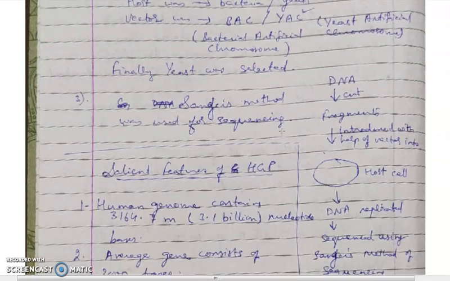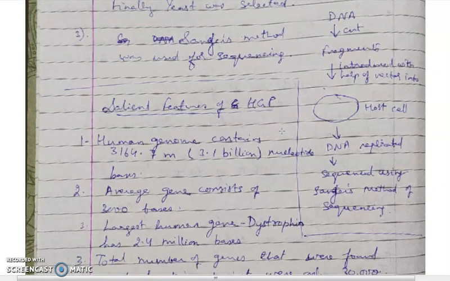How was it sequenced? You see here I have made a flow chart. The DNA was cut into fragments, then it was introduced into the vector. It was introduced into the host cell with the help of a vector. The DNA replicated inside the host cell and then it was sequenced using Sanger's method of sequencing. That was the methodology.